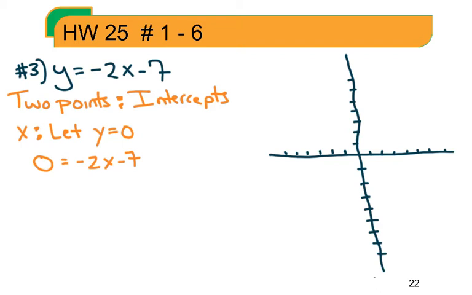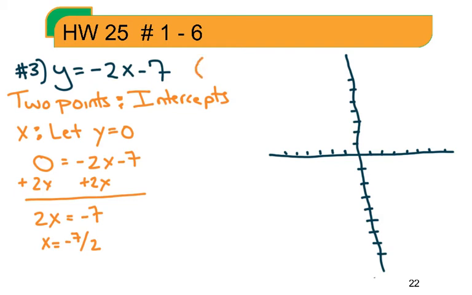And so now I need to solve this for x. Let's add 2x to both sides. So 2x equals negative 7, and x equals negative 7 halves. So that gives me a point, negative 7 halves, 0.